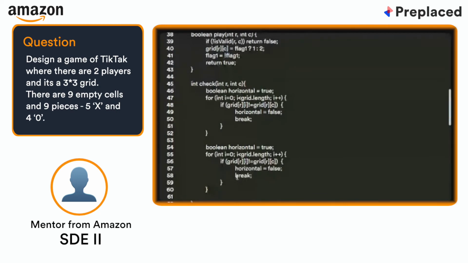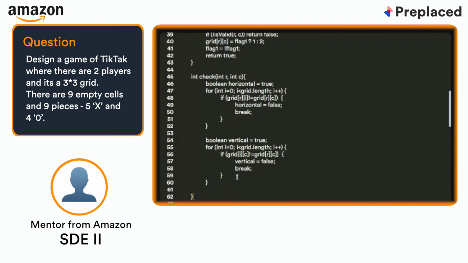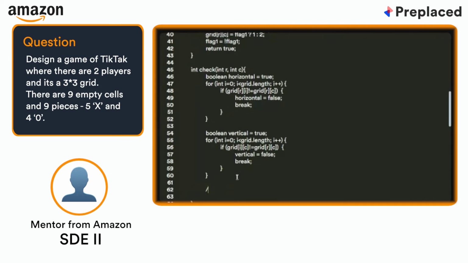So this is my vertical. So vertical is equal to true. Then I will be just going through this. Then if my I of that particular C is not equal, then I'll be saying vertical is equal to false, then I'll be breaking it. And then, okay, the same things will happen with diagonal.